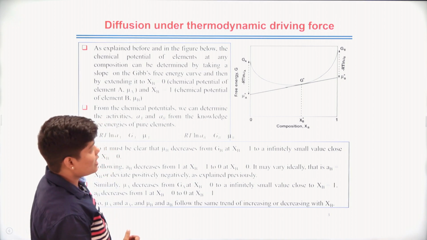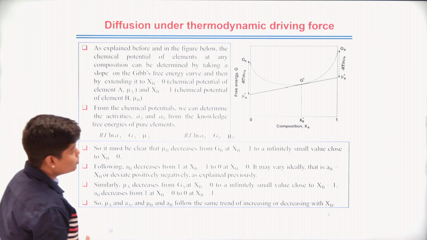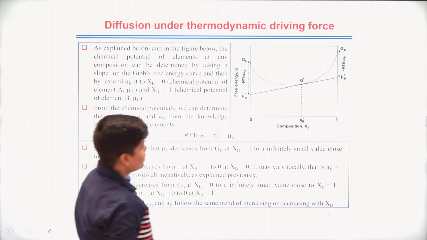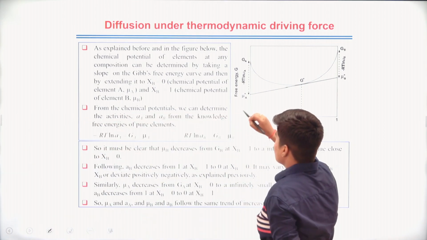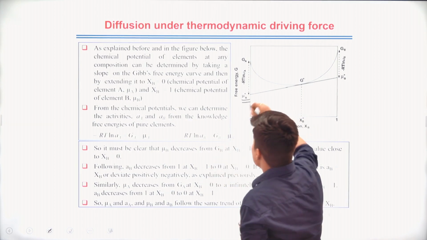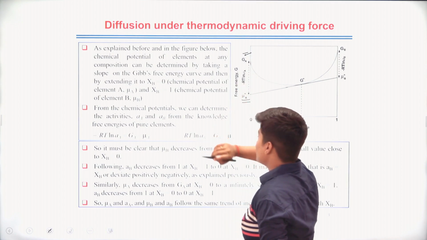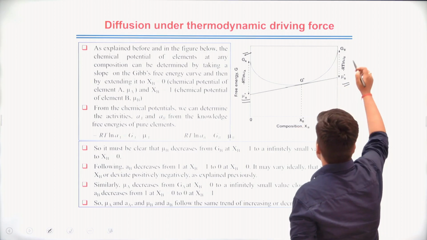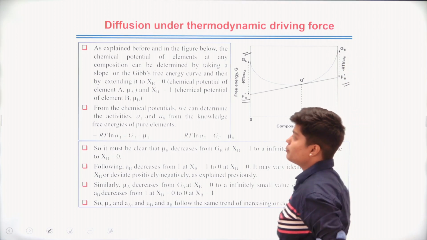Let A and B be two different pure materials. Here is A, here is B, and from that graph you can see this is mu A, the chemical potential of pure A, and this is the Gibbs free energy of pure A, and this is the chemical potential of pure B, and this is the Gibbs free energy of pure B.